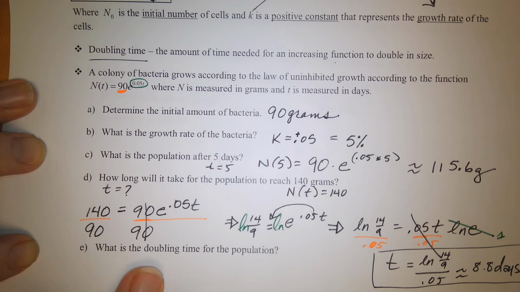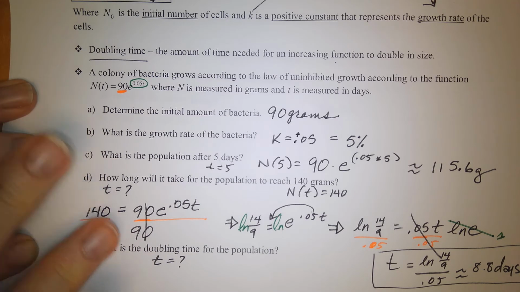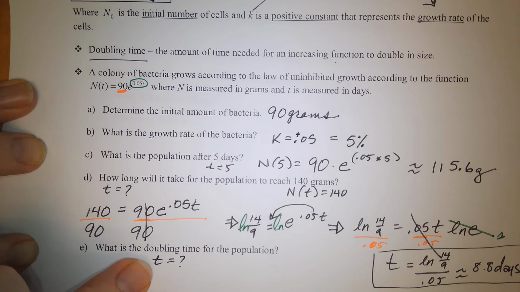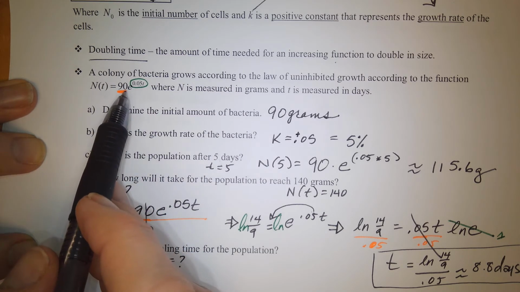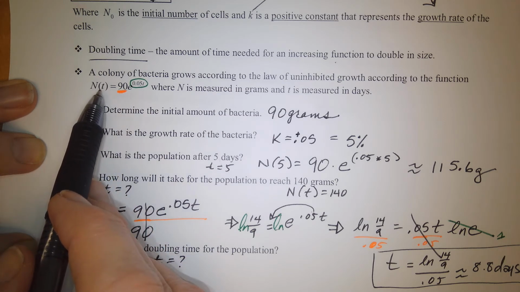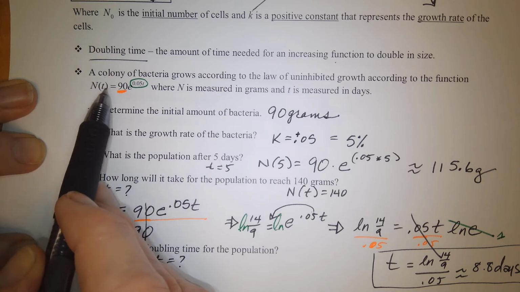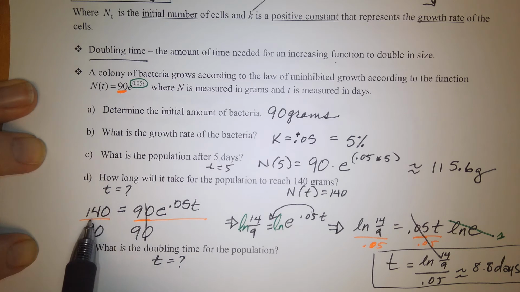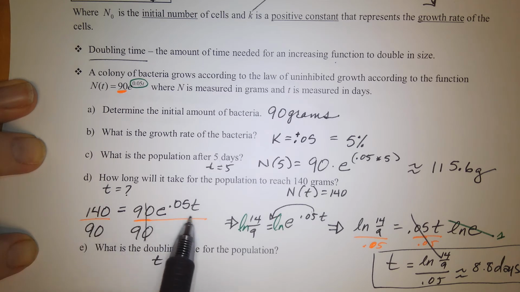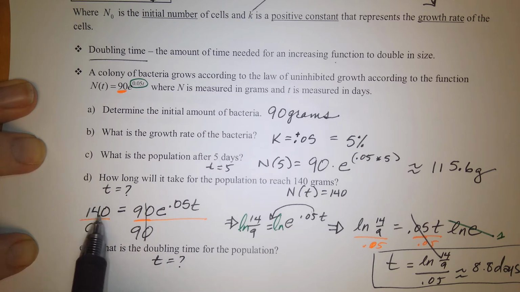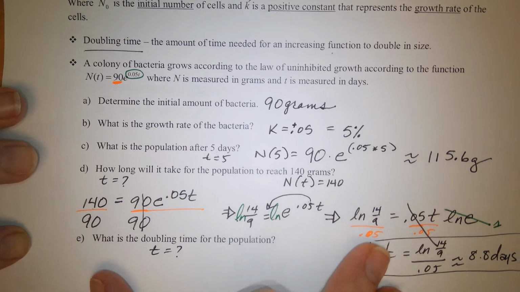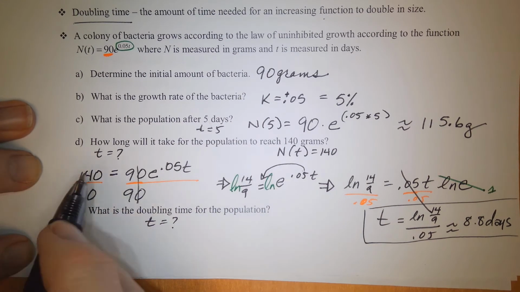For part E, what is the doubling time? Again, it's asking for t, just like it was in the last question. So this time it's saying, what is t in order for it to double? Well, I started with 90, so doubling that would mean I want 180 grams in the future. So I'll set it up exactly the same way, except I want 180 grams in the future, meaning twice as much. So we're going to set it up just exactly like I did the last problem.